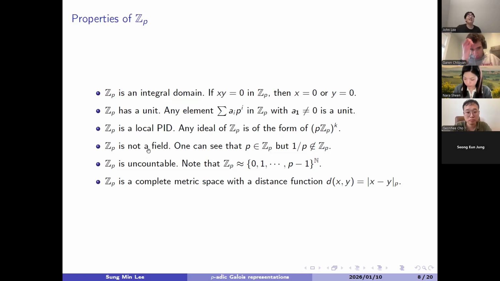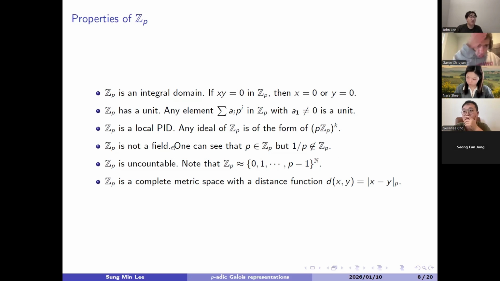And yes, I mentioned ZP is not a field. P is in ZP. If I write P as an infinite series, it should be 0 for the first one, 1 for the next one, and everything else should be 0. But 1 over P, as I mentioned earlier, we don't have that element in ZP, so it's not a field.